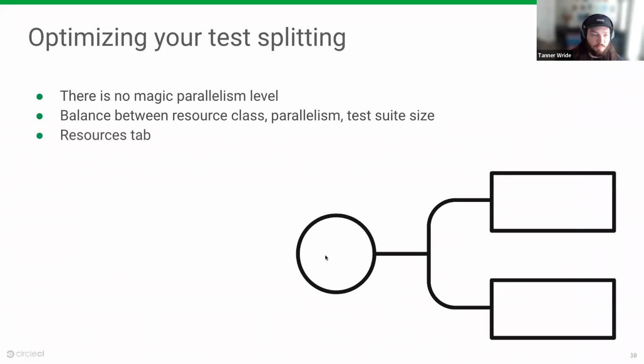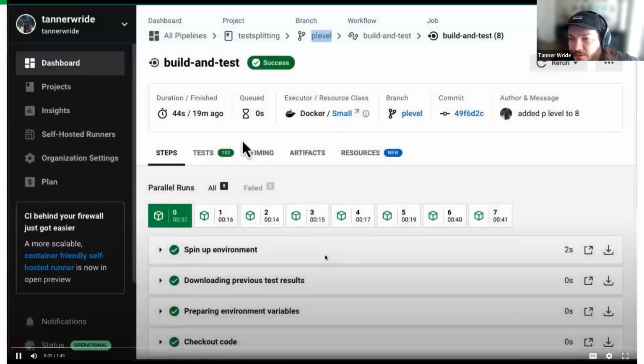Luckily, there's some tools to help you with that. We've got our resources tab in the UI that will help you see how much CPU and RAM you're using. And this is available for all of our executors, say Windows, Mac OS, Docker machine, you can see your resource usage. And then in our insights, we also have some tools that will help you determine your parallelism level. Well, let's take a look at an example of me trying to tweak with this on this application.